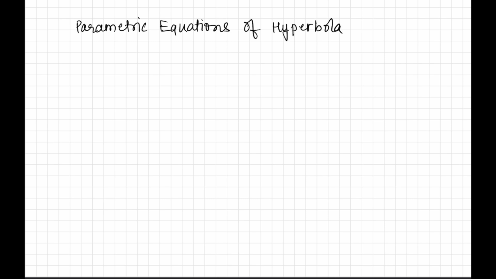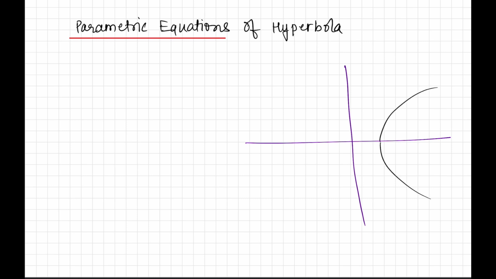Let us discuss the parametric equations of the hyperbola. So, consider the x-axis, the y-axis, and say this is the hyperbola that we have. Now, this point here, we mark it as C, and this is called the center of the hyperbola.